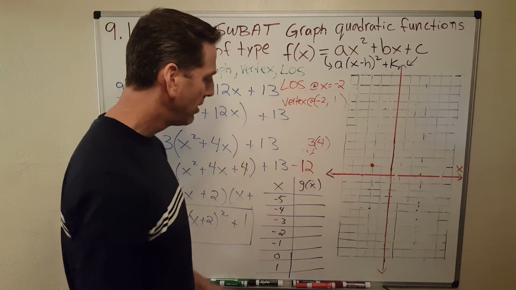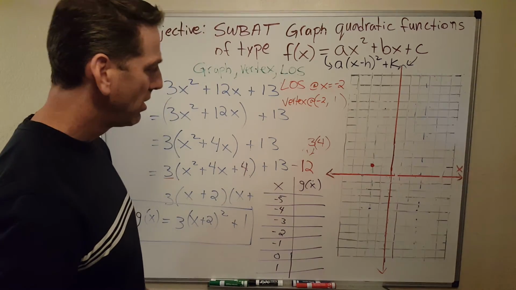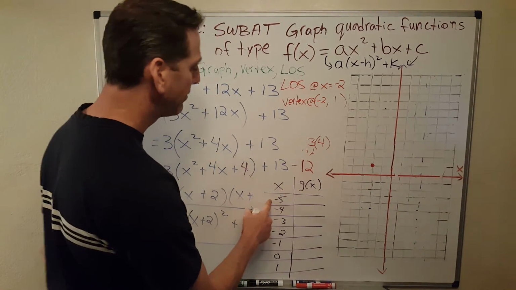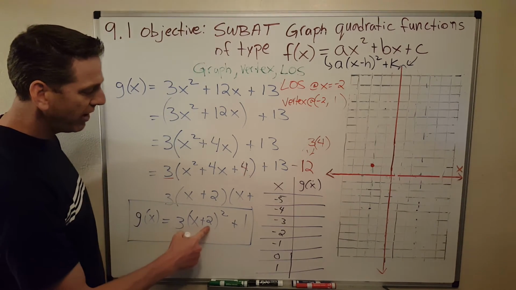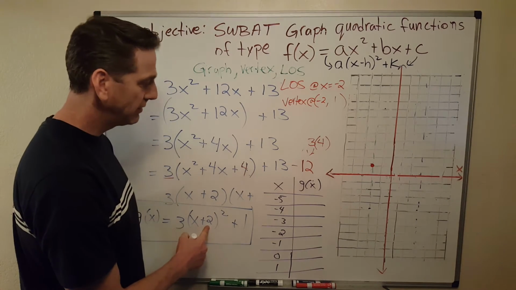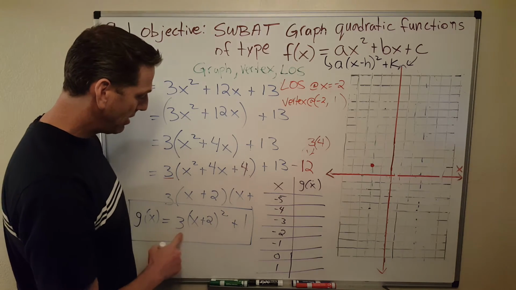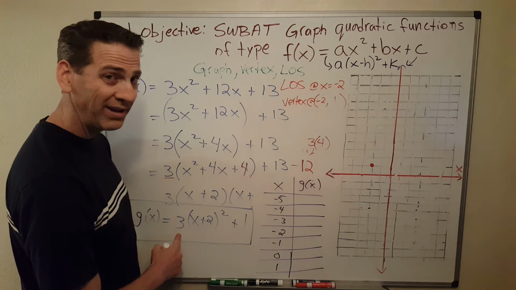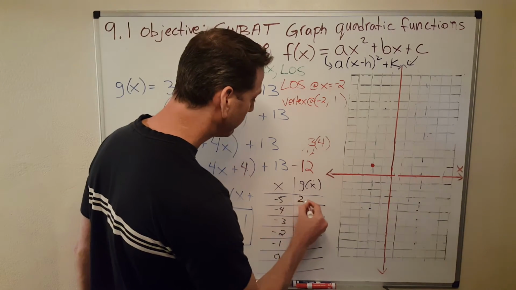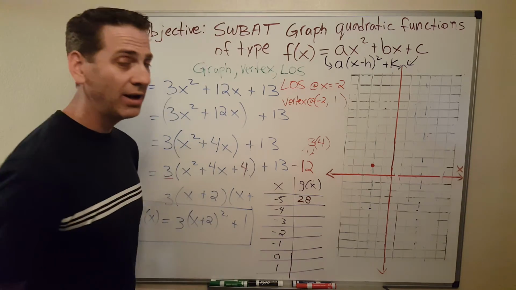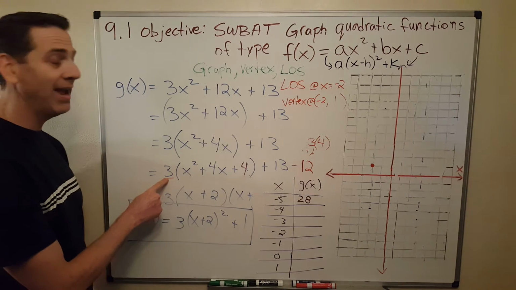Now we have our x values. Now we just need to find our g of x values. All right, so at x equals -5, -5 plus 2 is -3. 3 squared is 9. 9 times 3 is 27. 27 plus 1 is 28. So we're getting really big g of x values, right? And the reason is because of this a.